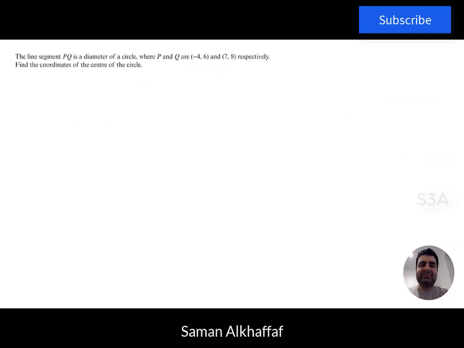In this example, the line segment PQ is the diameter of a circle where P and Q are the points shown, and we need to find the coordinates of the center. So first we have the points of minus 4 and 6, they represent x1, y1, and we also have 7 and 8, so that's x2, y2.